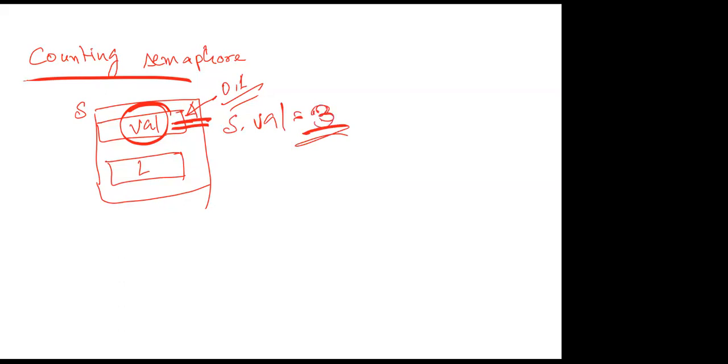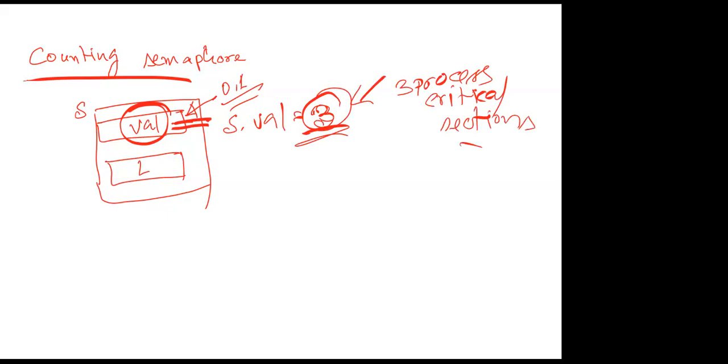It means that at a given time, 3 processes can enter the critical section. This value field refers to that. If the value is 2, then at a given time 2 processes can enter the critical section. If it is 4, then 4 processes can enter the critical section. So you may ask: if more than 1 process can enter the critical section, does it guarantee mutual exclusion or not?